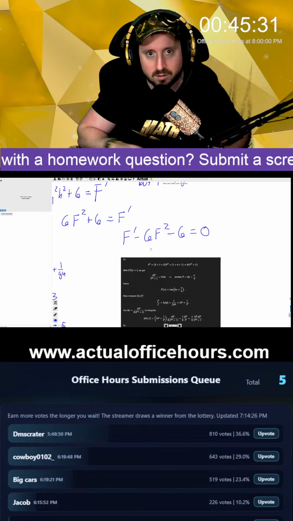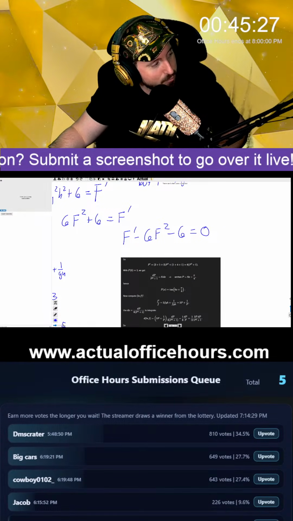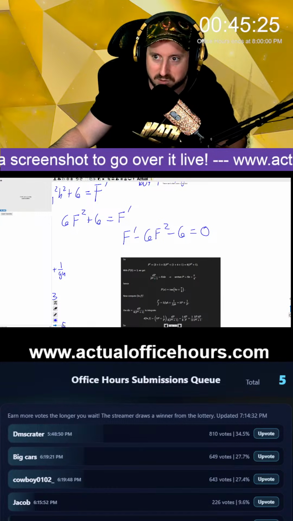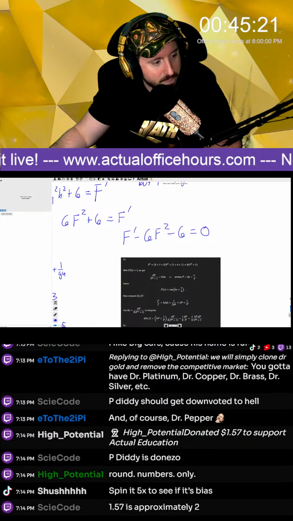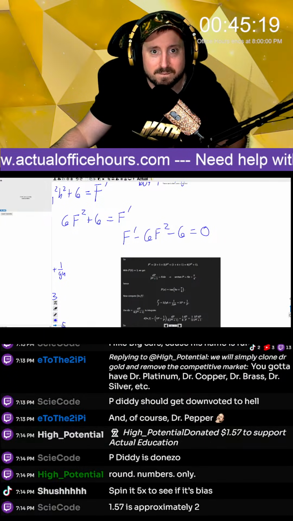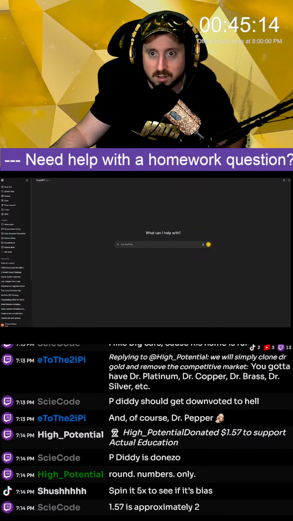This was Harvey. Spin it 5 times to see if there's bias. It's pretty random, I'm pretty sure. I don't have an option to keep spinning it. But 1.57 is approximately 2. It is. Yeah, thank you. Appreciate it.